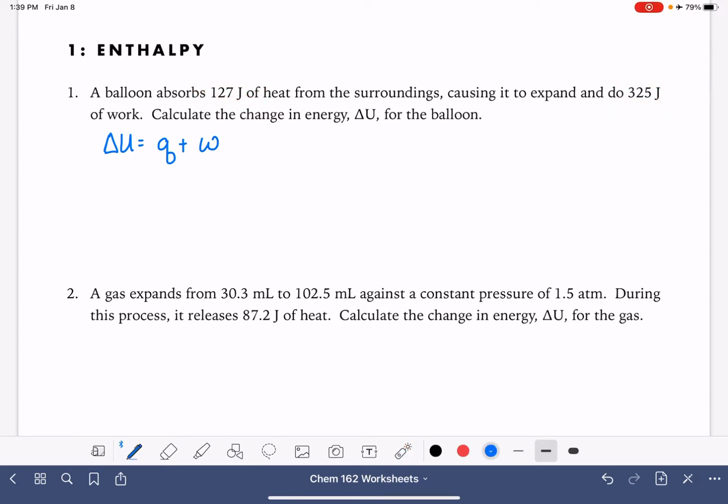The balloon is absorbing 227 joules of heat. Because the balloon is absorbing heat, we know that that is a positive Q. Again, that comes from the word it's absorbing heat. So our value of Q is positive 127 joules. For the work, it tells us that the balloon is doing work, so that is a negative W. Also that it's expanding, that also tells us it's a negative W, because the balloon is losing energy as it expands and does work. So this would be a negative 325 joules.